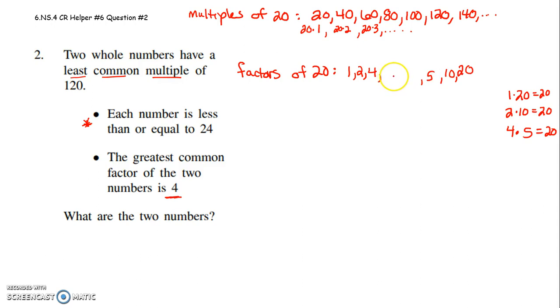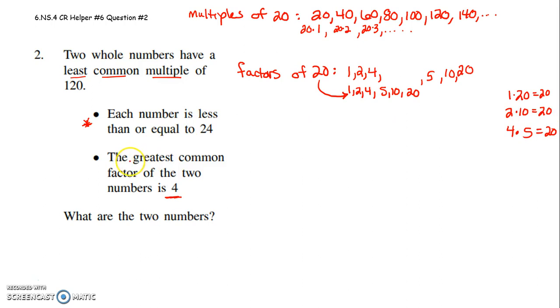6 doesn't go into 20. 7 doesn't go into 20. 8 doesn't go into 20. 9 doesn't go into 20. And then we start repeating. So the factors of 20 are 1, 2, 4, 5, 10, and 20. Those are all of the factors of 20. Those are all the numbers that if I multiply pairs of them together, I get back to 20.